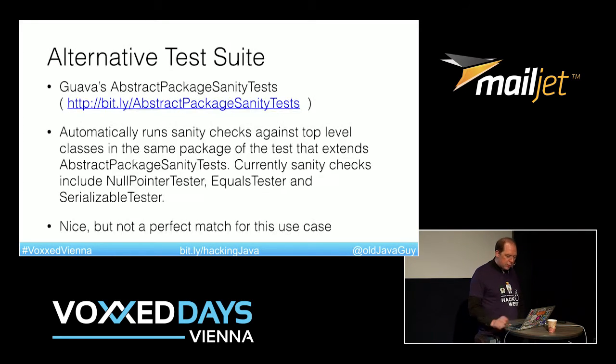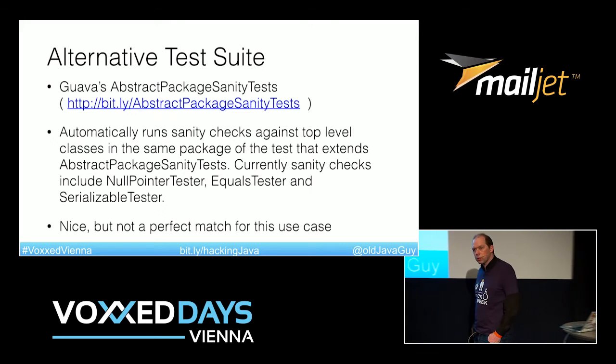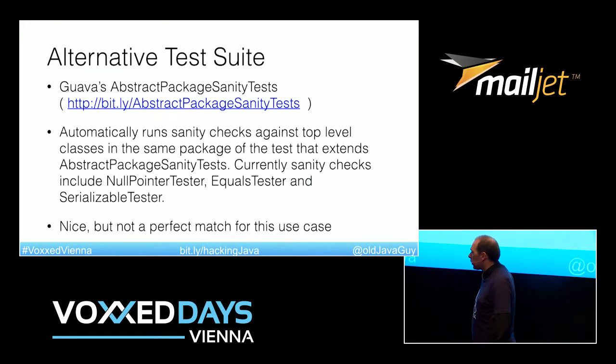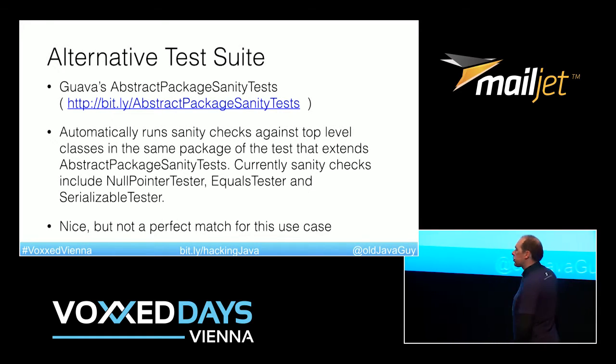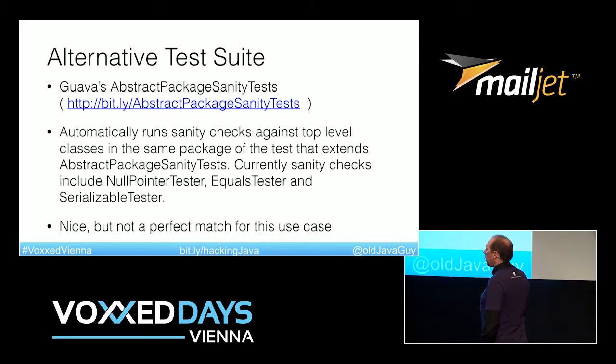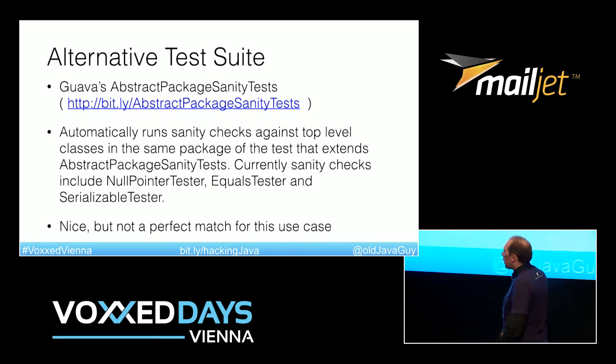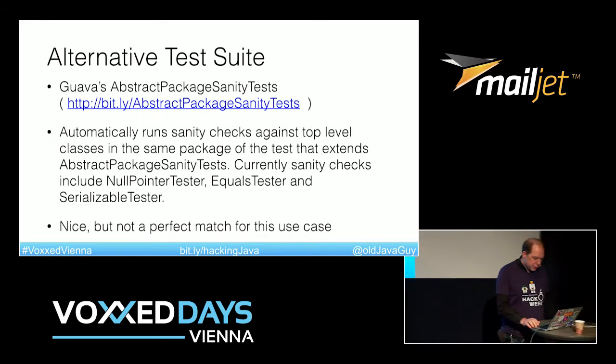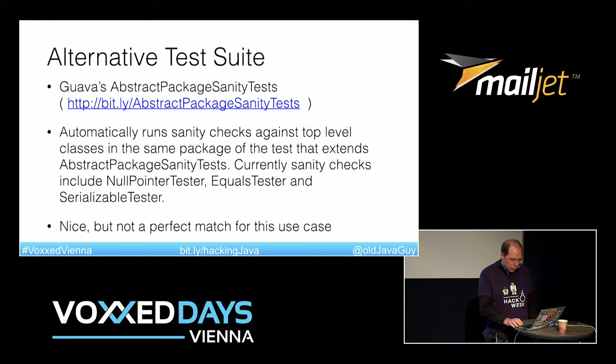The alternative to that would have been a test suite that the Guava guys from Google have created, which is actually pretty cool. It's called AbstractPackageSanityTests. If you're in a situation where you're building a library where you want all your top-level classes to fulfill standard Java contracts, this is a very nice builder for creating the basic sanity tests. So not the real tests on application level, but just that nullness works well and that equals works well, etc. I considered using that, but my needs were more specific.